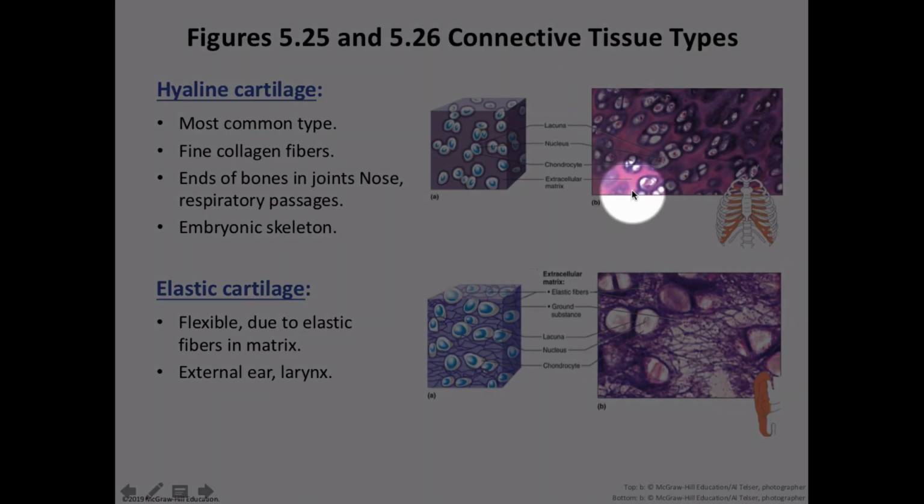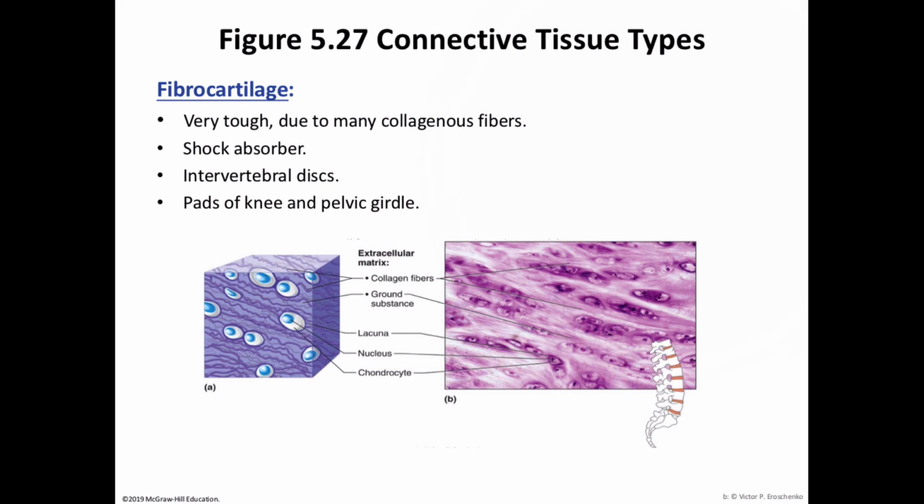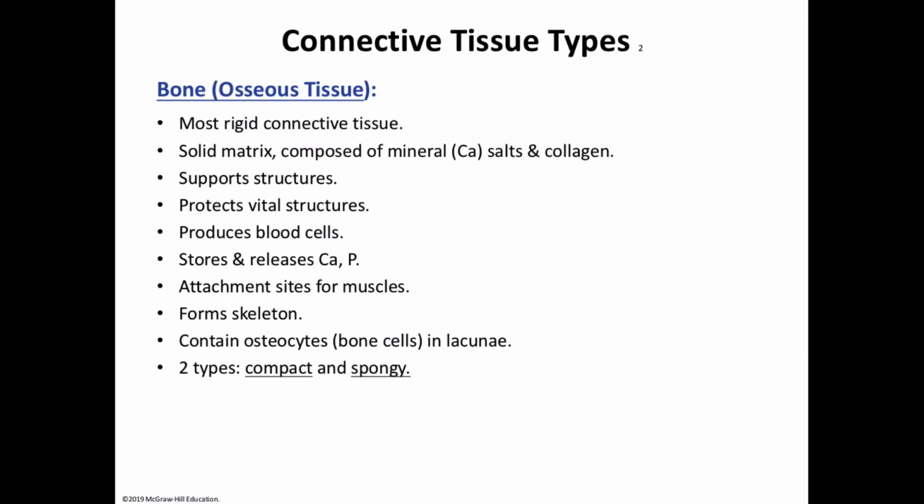So if you look closely, class, that's that extracellular matrix. This would be the lacuna, and within the lacuna is the chondrocyte. So this is the lacuna, chondrocyte with nucleus. There it is, hyaline cartilage. From here, class, moving right along to bone.